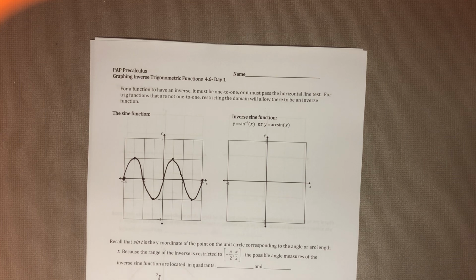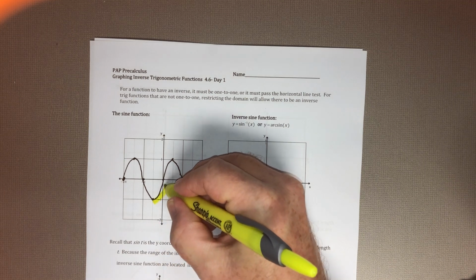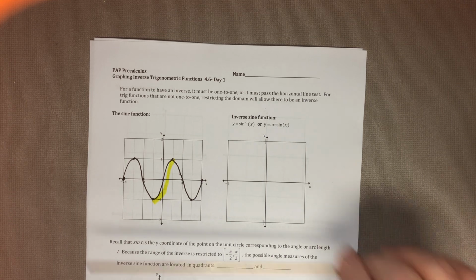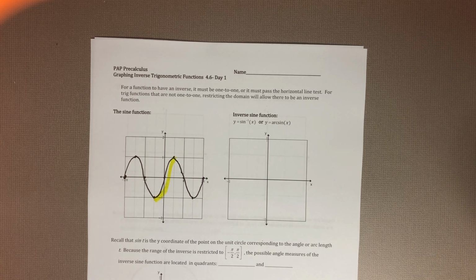So what we want to do is restrict the domain of the sine function so that it would pass the horizontal line test, and we can do that if we restrict it from here to there. In other words, from negative pi over 2 to positive pi over 2. If we restrict the domain there, then it will pass the horizontal line test, and it has to pass the horizontal line test, or be 1-to-1, in order to have an inverse.